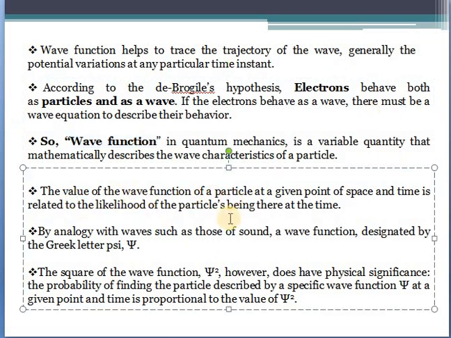The value of the wave function of a particle at any given point of space and time is related to the particle's existence at that particular instant of time. So f of x is used to represent mathematically in a similar way how a wave function is represented. It is represented with the Greek letter psi. The psi square is not just the square of the wave function; psi square has a physical significance, and we'll come across that in the next one.